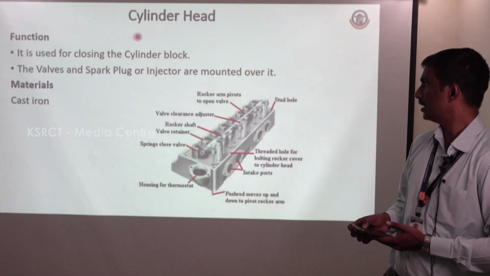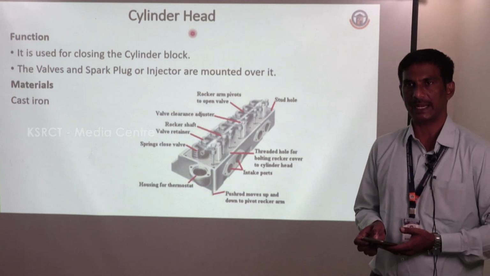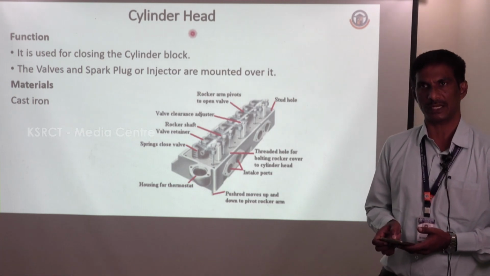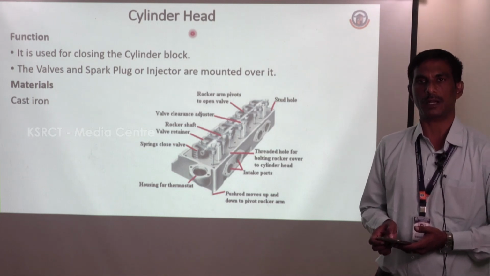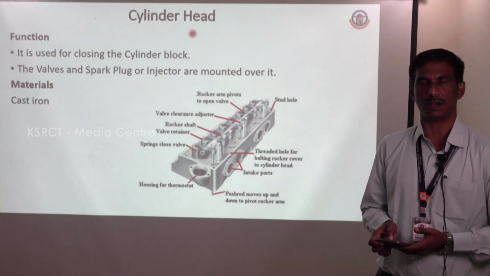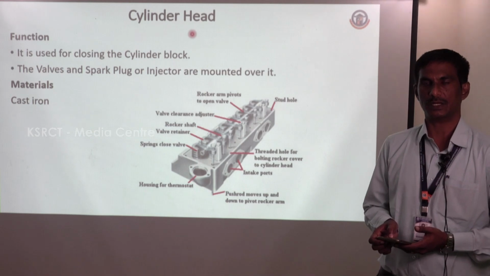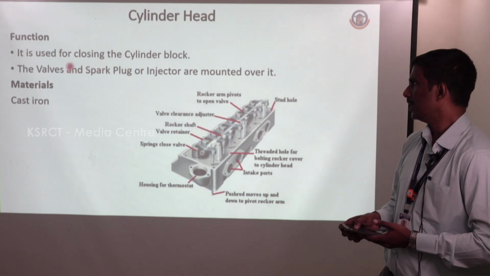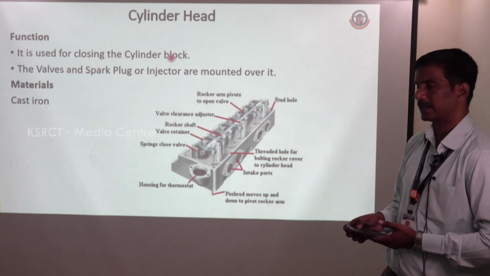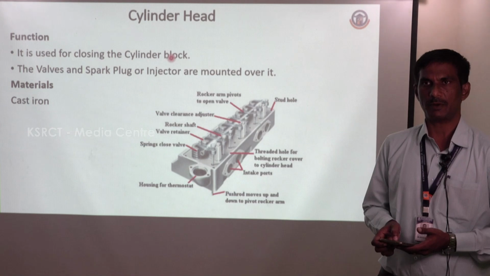Okay. So what is the next thing? It is the cylinder head. Already you know the cylinder head is placed above the cylinder. That is called the head part, the top part of the IC engine component. It is the top of the cylinder block. So what is the function of the cylinder head? Mainly, it closes the cylinder block, as I already told.